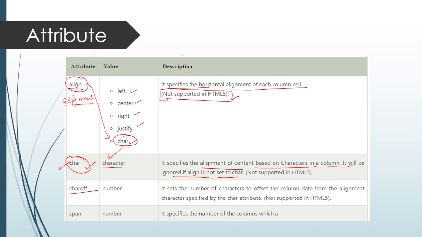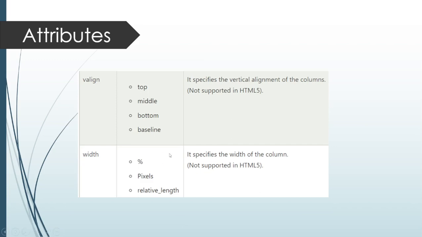Next is charoff. Charoff means number. We can add any numerical value here. It sets the number of characters to offset the column data from the alignment character specified by the char attribute. Next is span. In the span section, we can also use numbers. We can use numbers only.